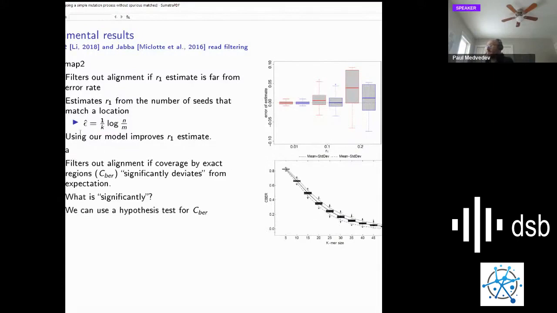In Jaccmer, which is a tool from McClintock et al., they have also a strategy for filtering out alignments, but instead of estimating r1, they measure the coverage by exact region. And this CBER, if it significantly deviates from the expectation, they discard the alignment. But they don't really describe what this significantly means. And in our case, we have a way to do this formally, to come up with a hypothesis test for CBER. Here you see the two lines above or below giving the 95% interval. And so we can discard reads which has a CBER score that's too low or too high.